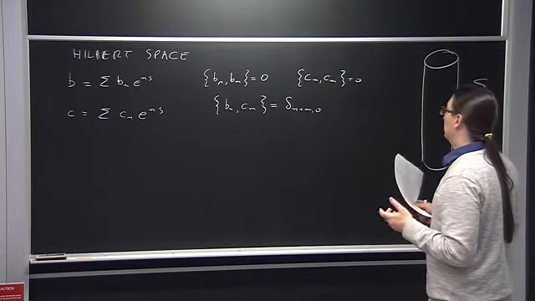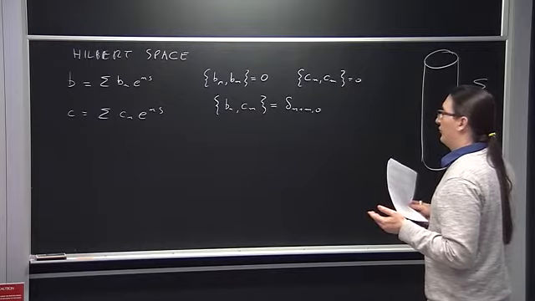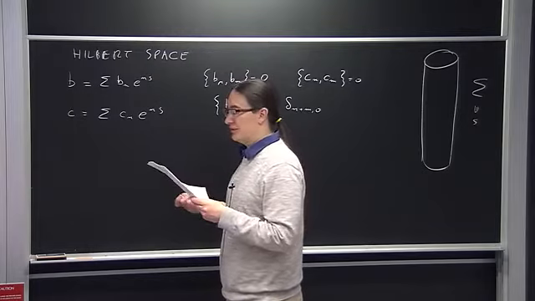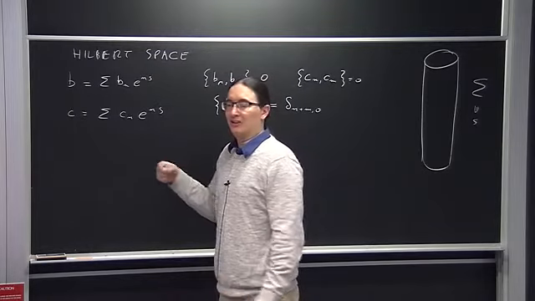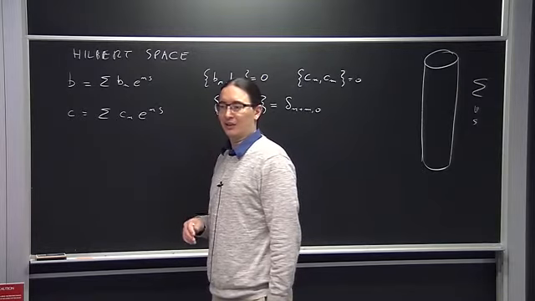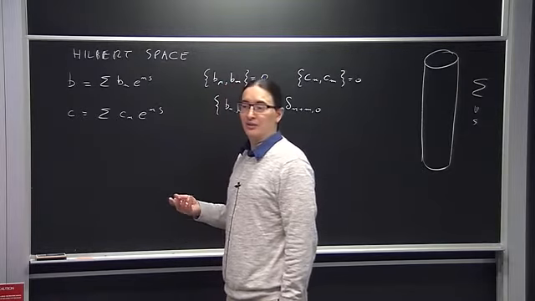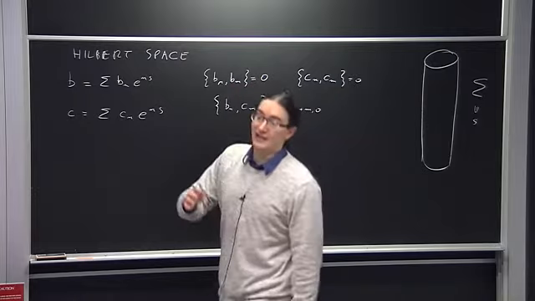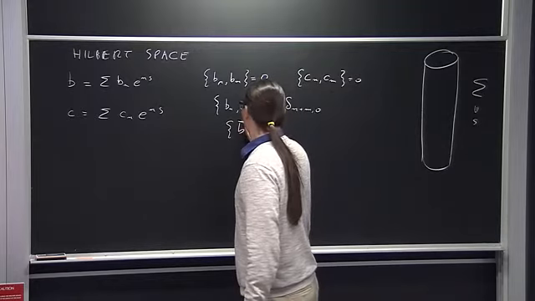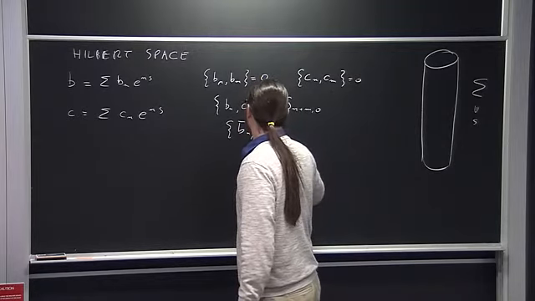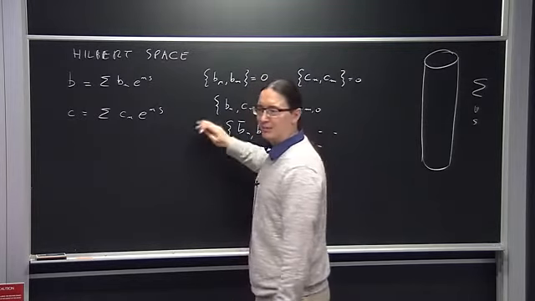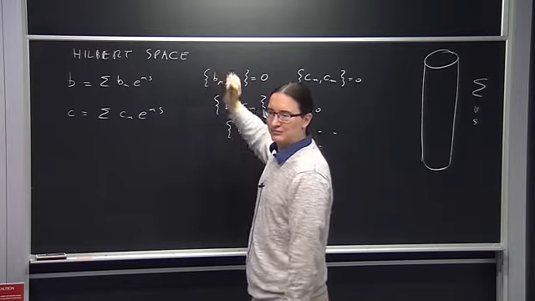So again, we can say that all the B's and C's with positive index are destruction operators. All the ones with negative index are creation operators. And we have some zero modes, B0 and C0, and B0 bar and C0 bar. Of course, I also have the B bars. And the bar operators and unbarred operators anti-commute.